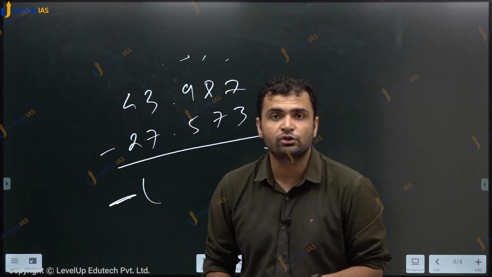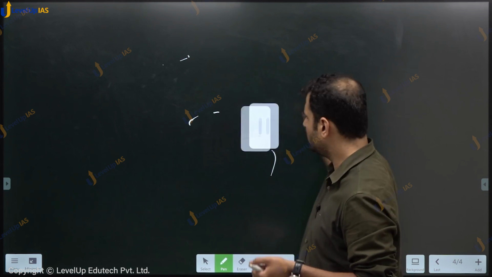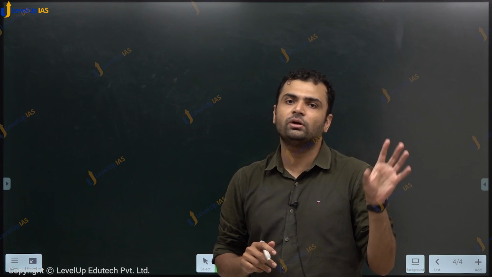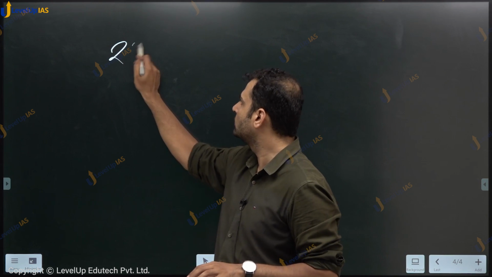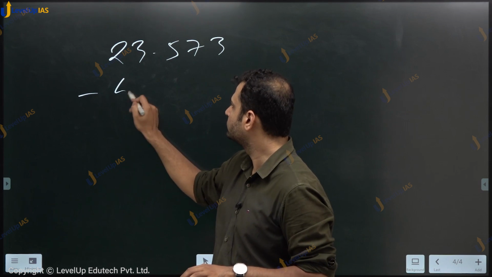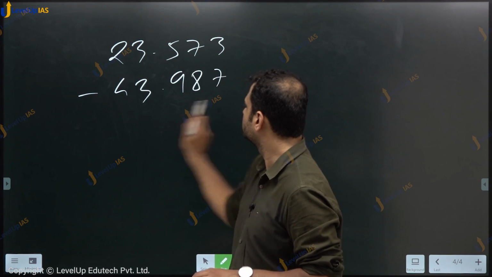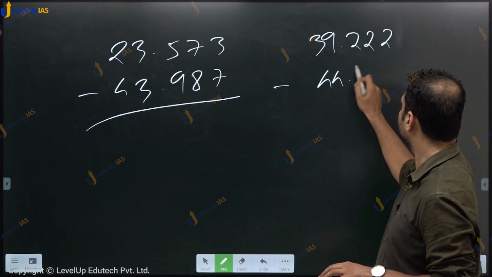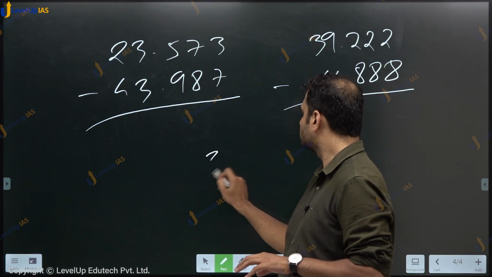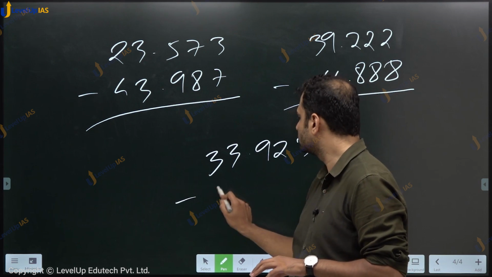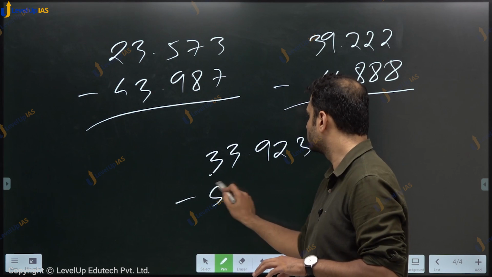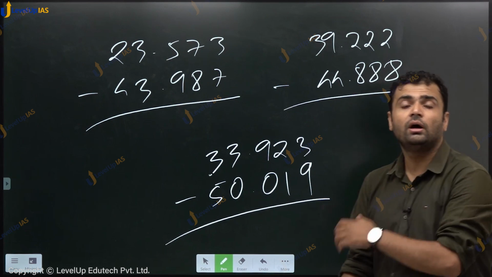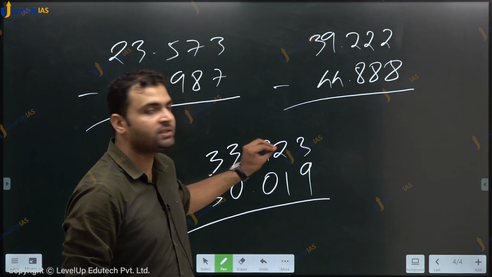If you are not sure, please practice a few questions. Even if you want, I'll give you a few questions. You attempt them on your own and verify your answers using a calculator. The calculator will not give you a wrong answer. Do these three questions. Verify your answer using a calculator, because this is a very basic thing, and mistakes happen in very basic things.